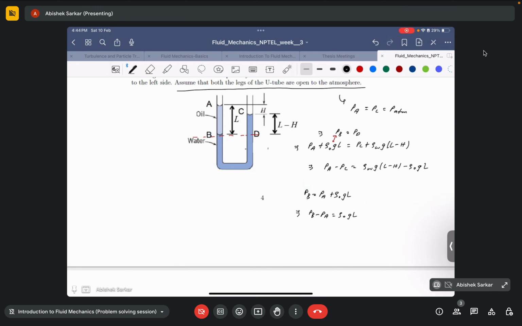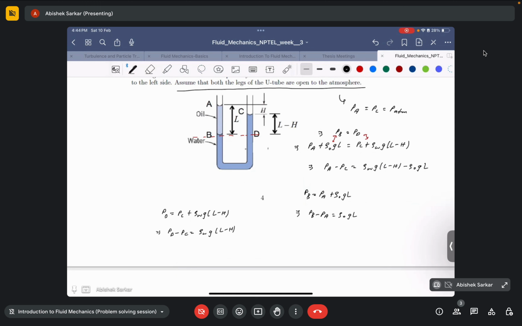So let's do a similar thing to the left hand side as well, right hand side as well. PD would be equal to PC plus rho water g (L minus h). So we can write, is it correct? Is it what we are trying to state, right? So we take PD minus PC is equal to rho_w g (L minus h).